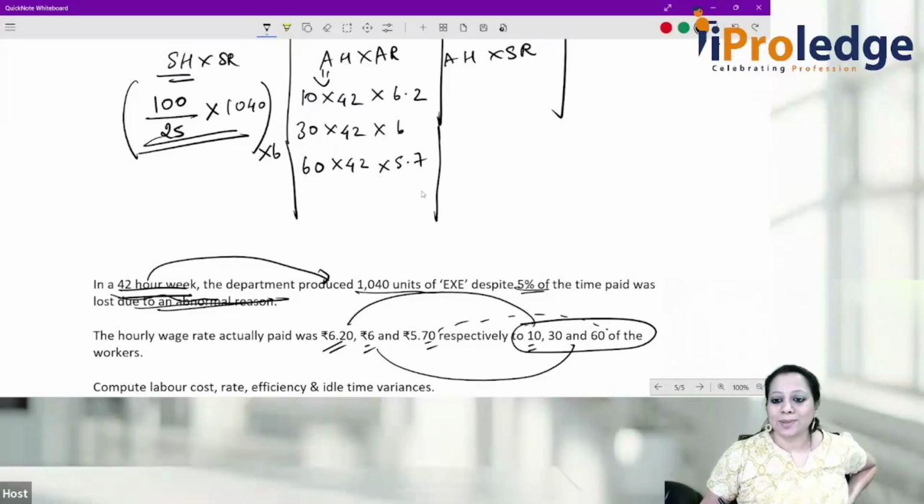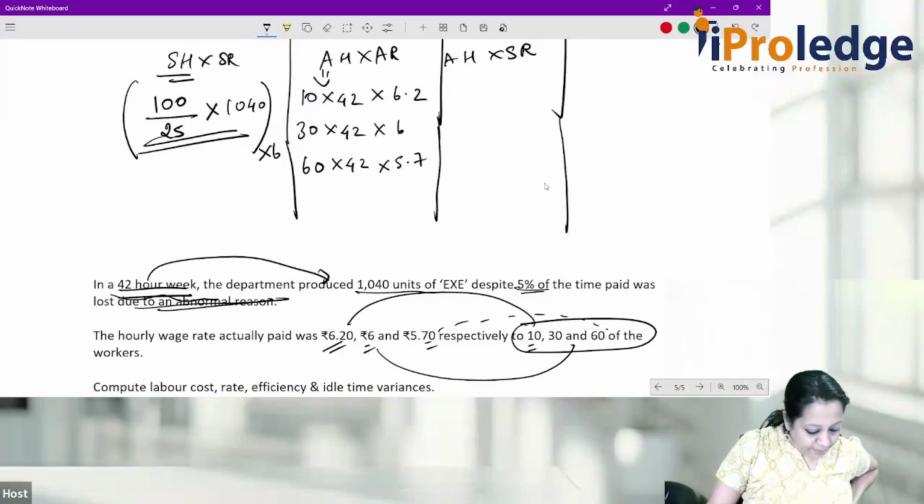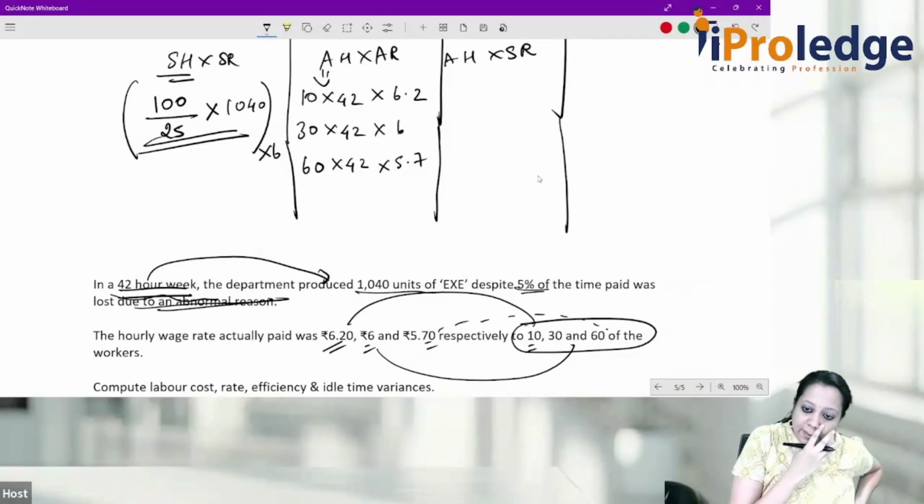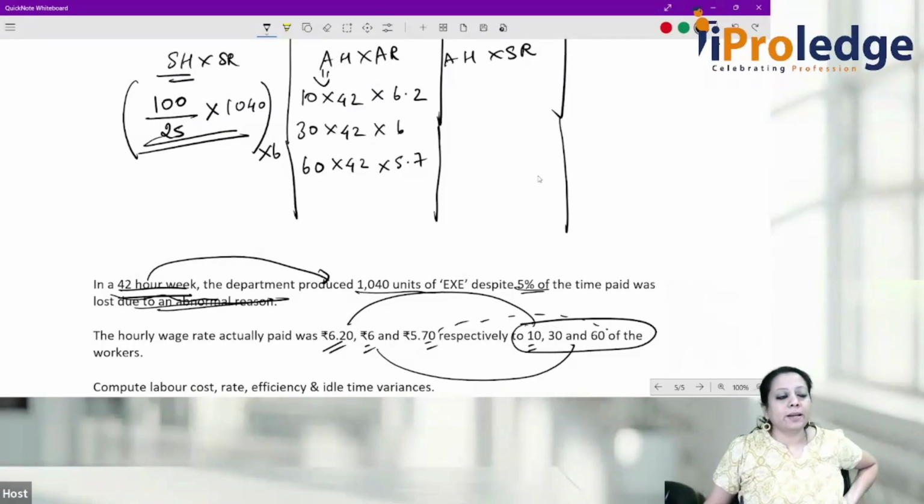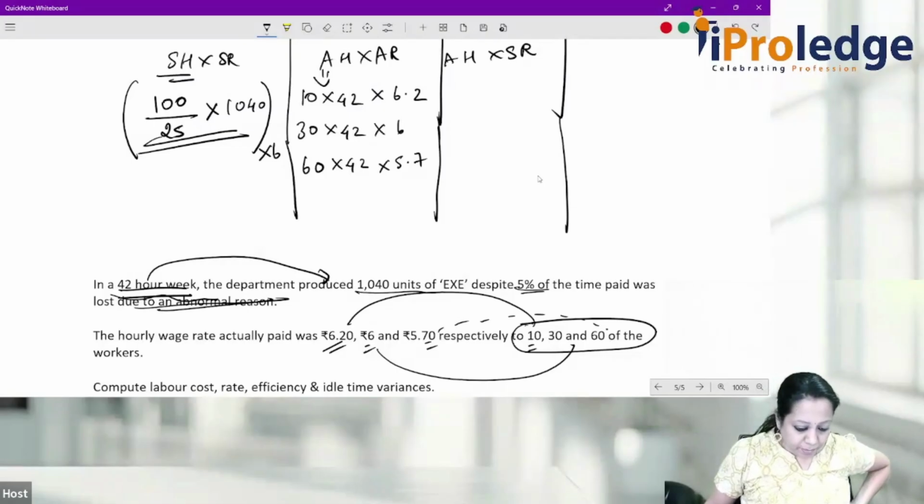Any doubts, please do ask, students. You write after this. I'm not writing 3 because I want to explain about actual hours worked and actual hours paid. That is why. Don't total anything. Just write after this.